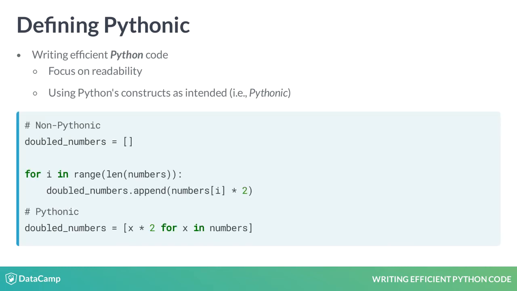Pythonic code tends to be less verbose and easier to interpret. Although Python supports code that doesn't follow its guiding principles, this type of code tends to run slower. As an example, look at the non-Pythonic code in this slide. Not only is this code more verbose than the Pythonic version, it takes longer to run. We'll take a closer look at why this is the case later on in the course. But for now, the main takeaway here is that Pythonic code is efficient code.